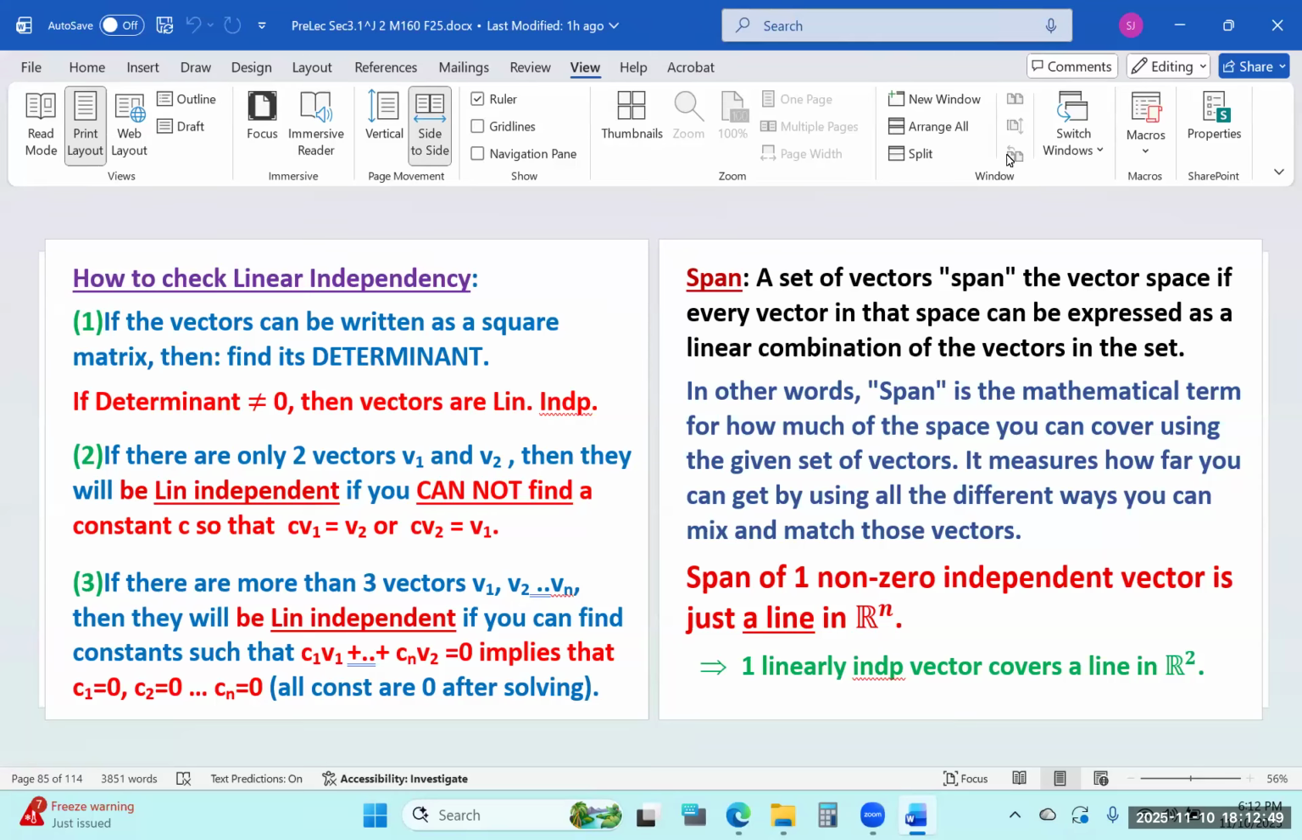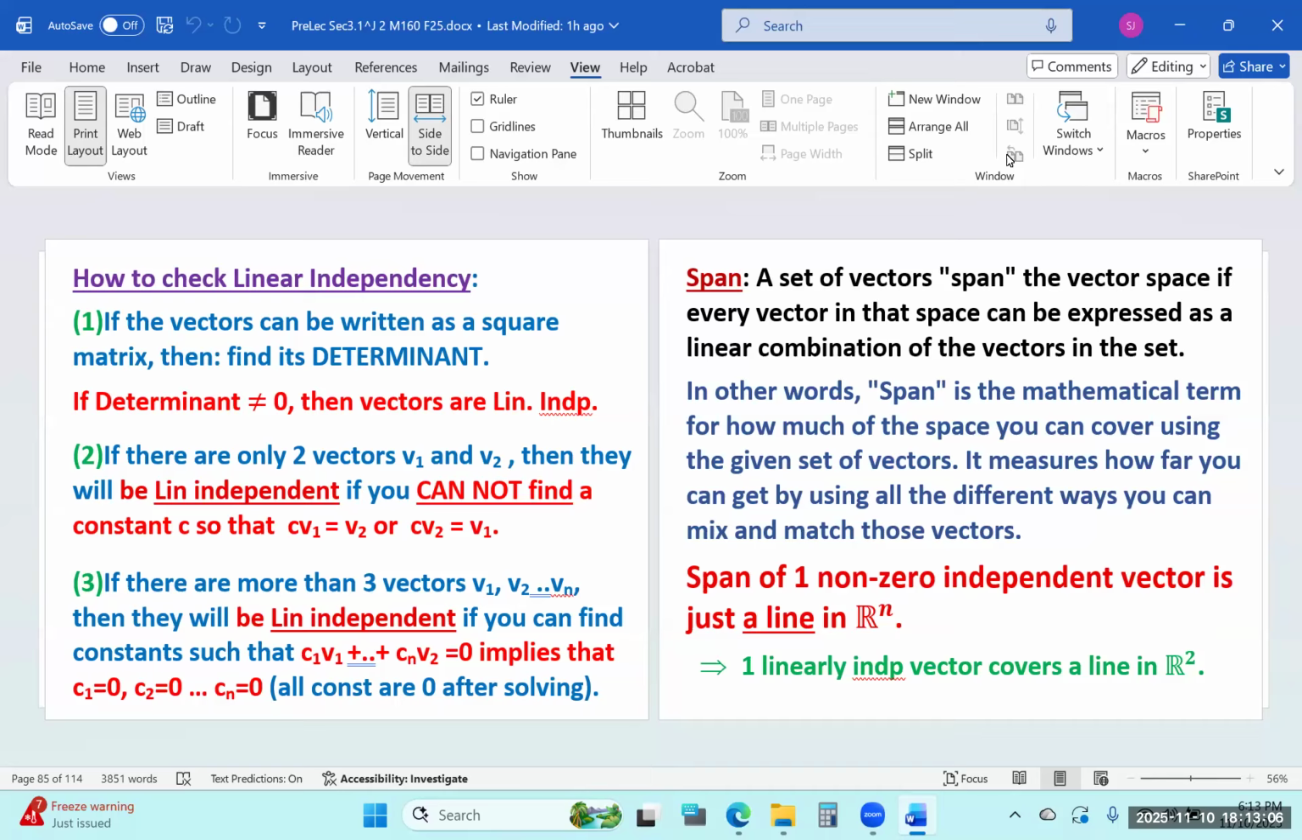If you have a zero vector, its span is only a point. So if you have a non-zero vector, then no matter what you do with that vector, you can multiply it by many different constants and get many other new vectors.